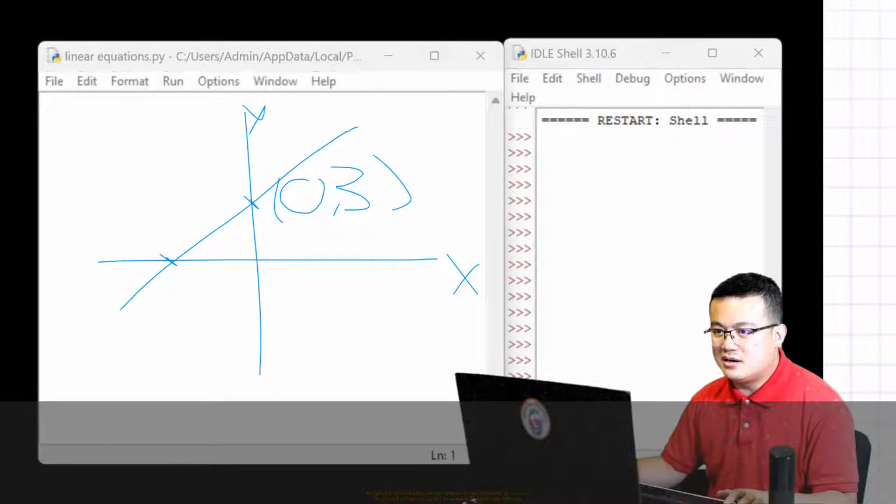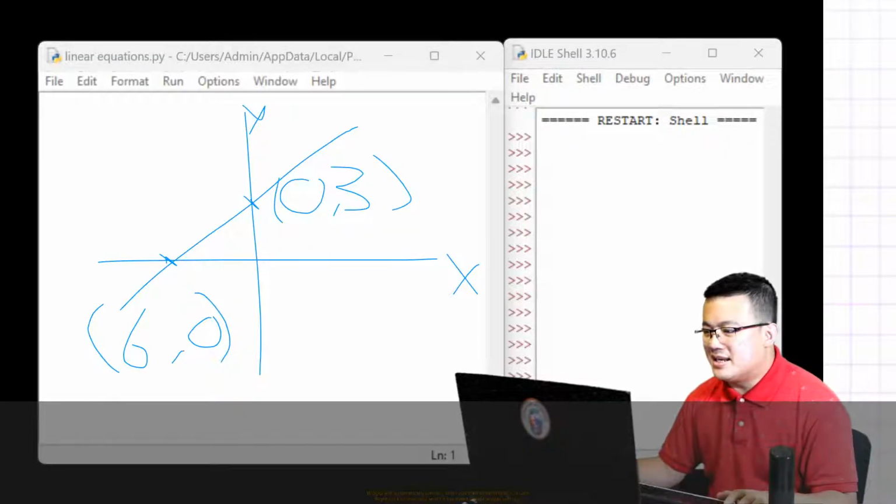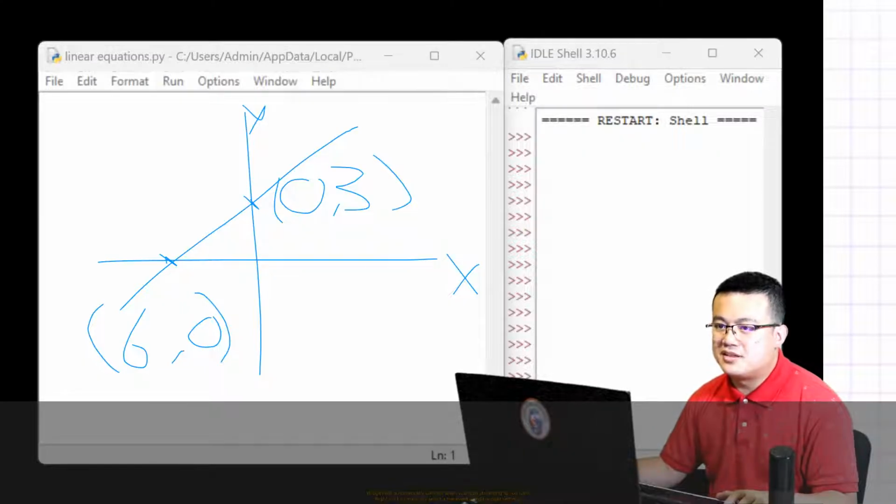And over here, we're going to have 6, 0. 6, 0 is the x-intercept. So this line goes on forever, but it is intercepting both these axes. Okay, one at 0, 3, one at 6, 0.